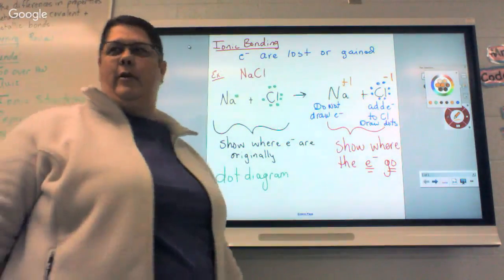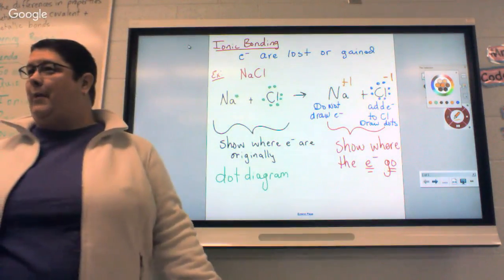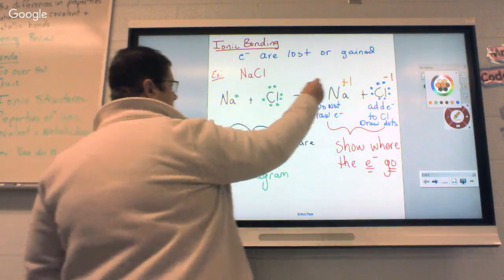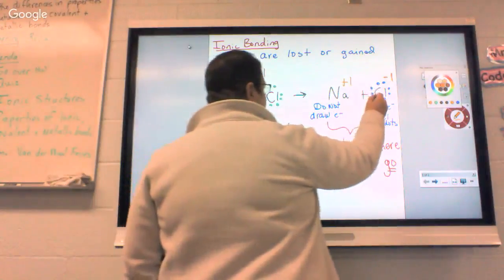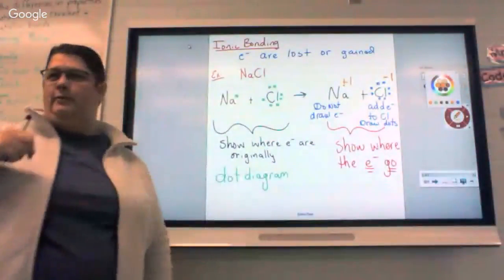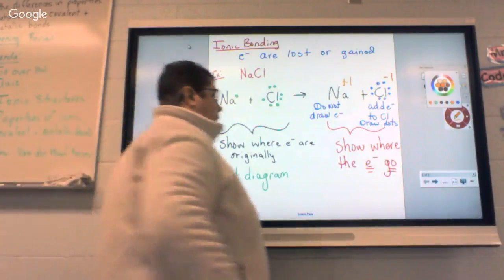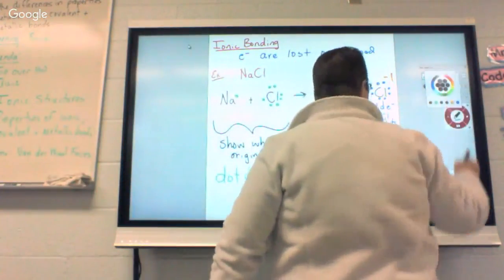The last thing we would need to do would be to balance it if it was not balanced. But what do we know about this equation? It's already balanced. Got one Na, one Na, one Cl, one Cl. So it's already balanced. Okay? Are y'all with me? Okay.